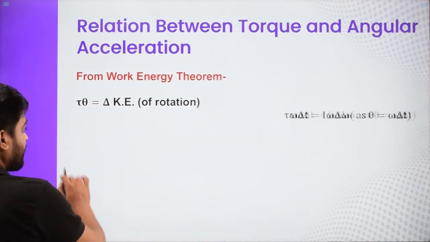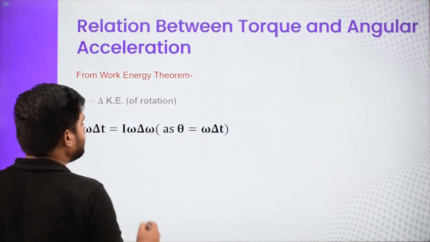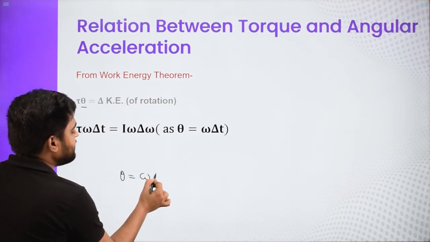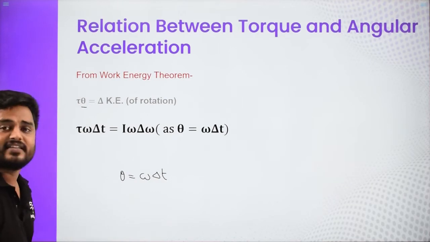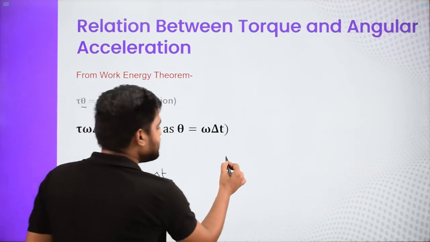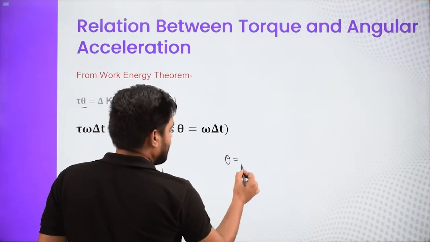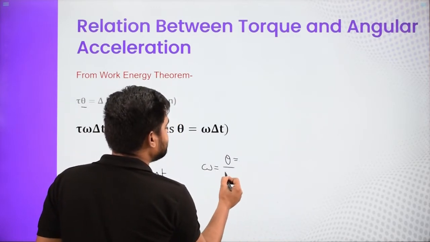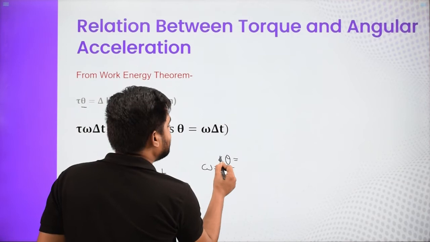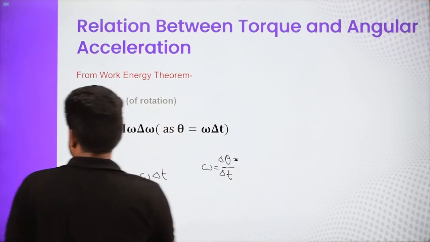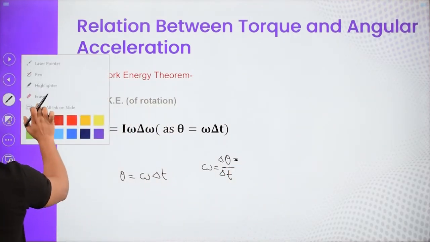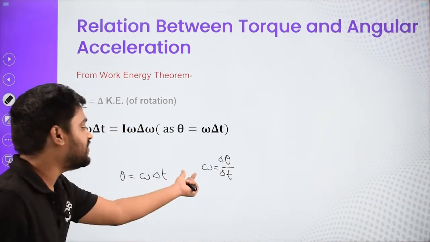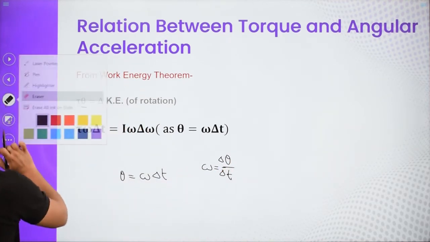So here is the thing: if I know the angle covered, theta is nothing but omega times delta t. We have already learned this formula. The basic omega formula I am applying is omega equals delta theta by delta t. So this gives me theta equals delta theta, or theta is equal to omega delta t. That is going to be the angle covered.